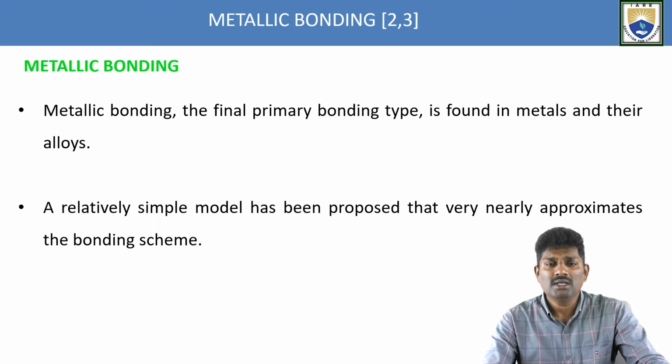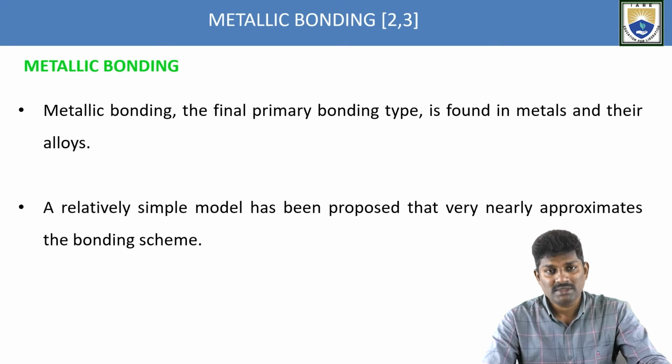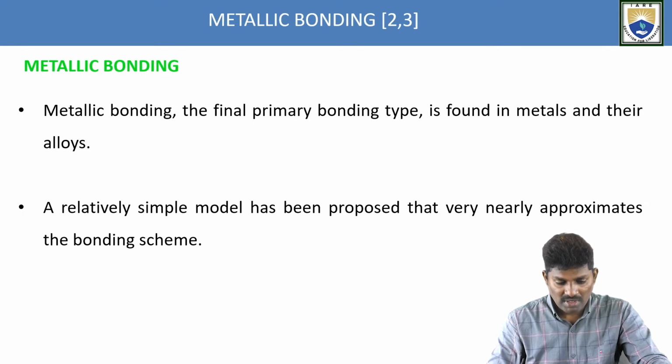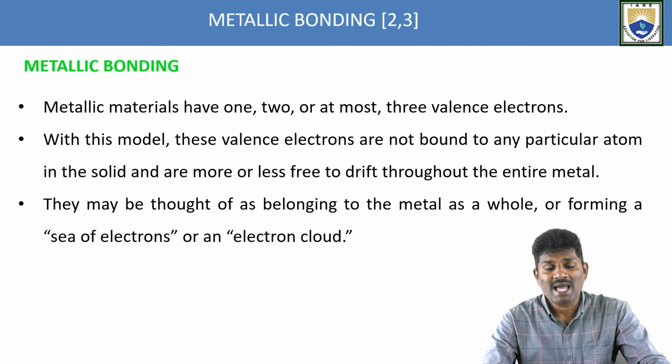And coming to the third bonding, in the primary bonding, we have the metallic bonding. This metallic bonding is the final primary bonding type, which is found in metals and their alloys. So this type of metal bonding you can see in the metals and their alloys. And a relatively simple model has been proposed to explain this type of bonding scheme. Metallic materials have 1 or 2 or mostly 3 valence electrons.